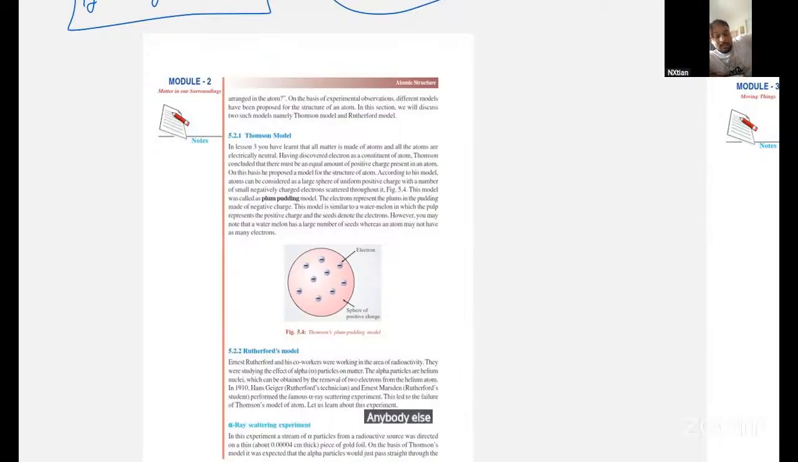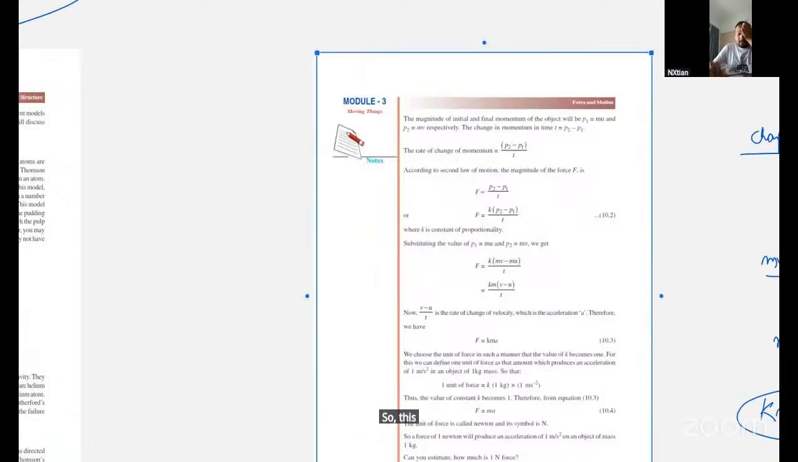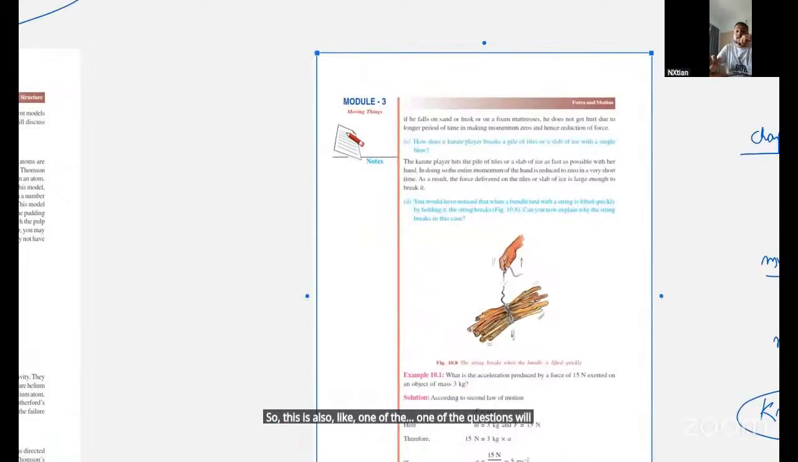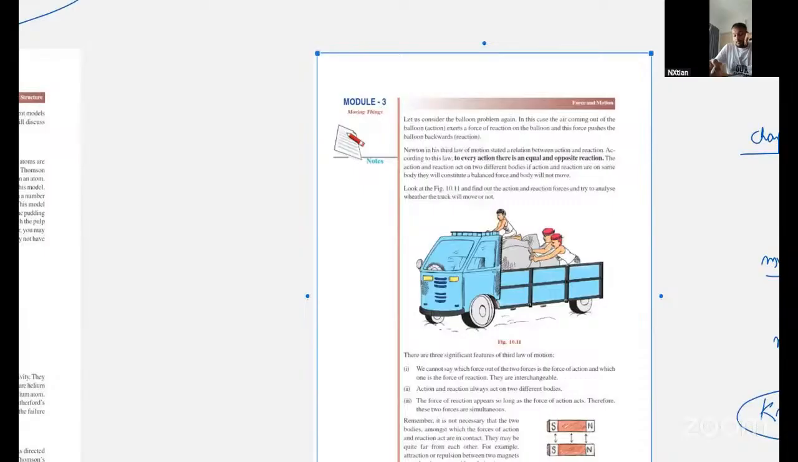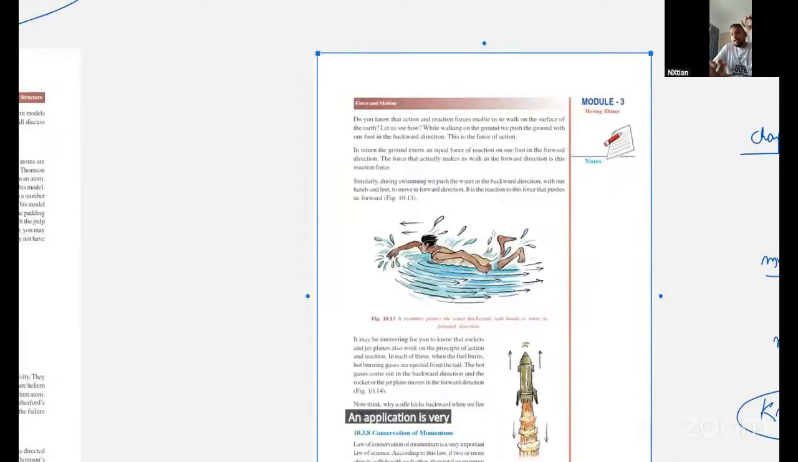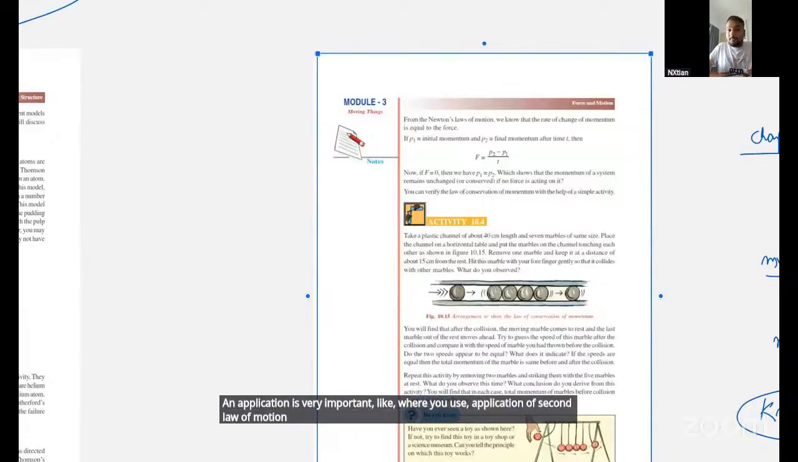Anybody else? Doubt? Please ask me. Can I again explain the conservation of momentum? Yes. One of the questions will come from the conservation of momentum also. And applications are very important, like where you used application of the second law of motion, application of the third law of motion, application of the first law of motion. If you're writing, write it down. Please go through it because these types of questions will definitely come.